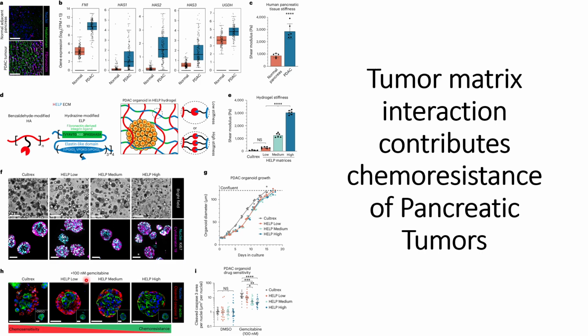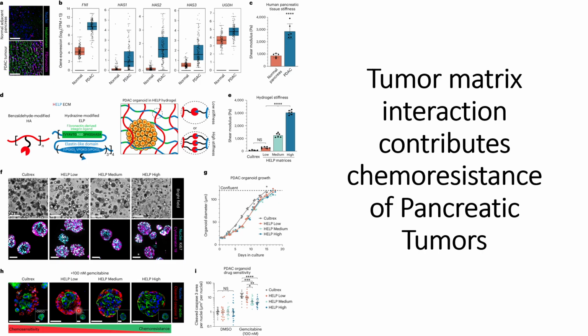Thereafter, they wanted to check the effect of the tumor microenvironment, or different matrices, on the chemoresistance of the tumor cells. For that, they checked the apoptotic factor cleaved caspase 3, whether it is present in the tumor cells or not, and also actin. They introduced 100 nanomolar gemcitabine, which is a commercially available treatment for tumors that triggers apoptosis. In the culture matrix, there is a high signal for cleaved caspase 3, but this signal goes down with the increase in stiffness in the HELP matrices.